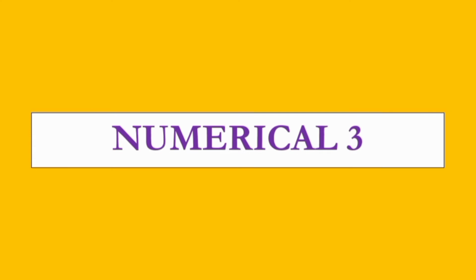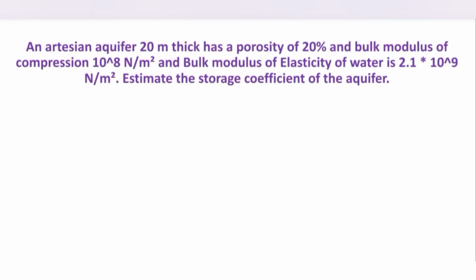Numerical 3. An artesian aquifer 20 meter thick has a porosity of 20% and the bulk modulus of compression is 10 raised to 8 Newton per meter square. Bulk modulus of elasticity of water is 2.1 into 10 raised to 9 Newton per meter square. Estimate the storage coefficient of the aquifer.